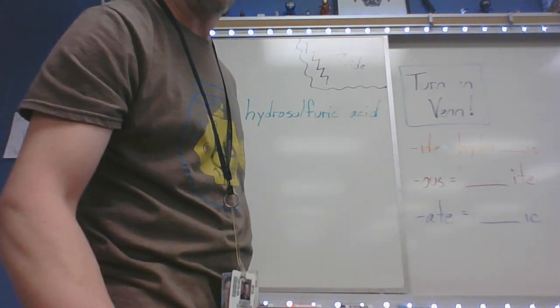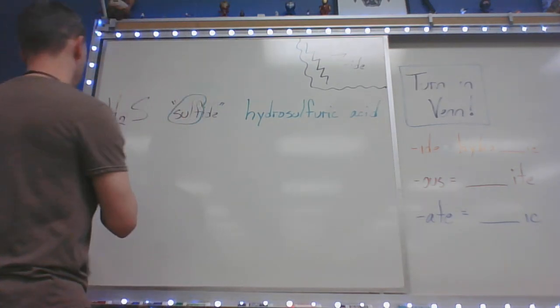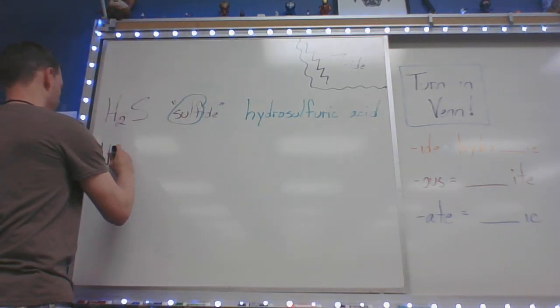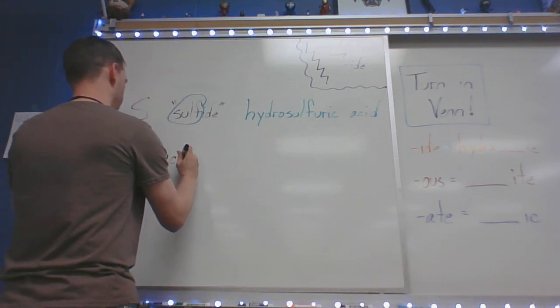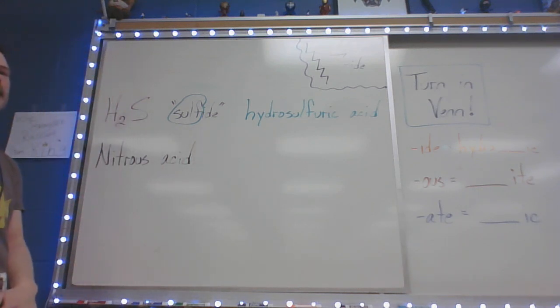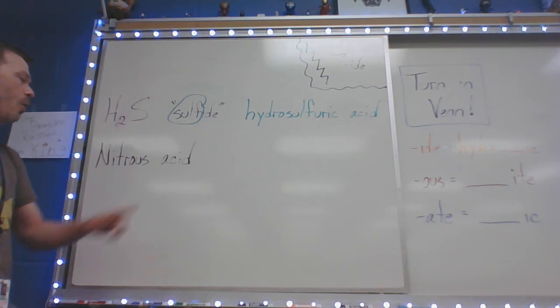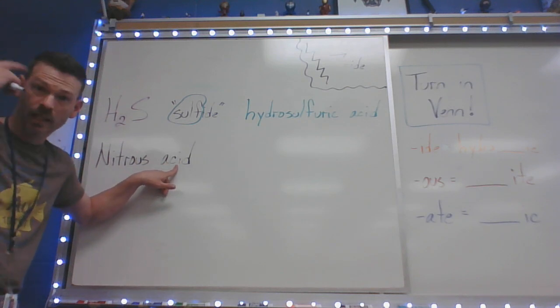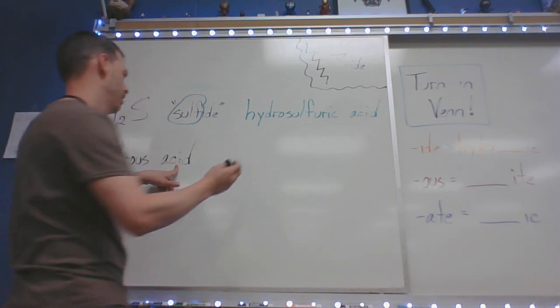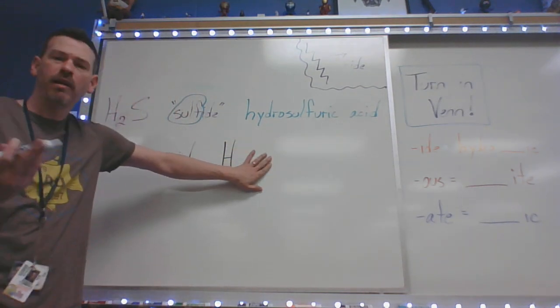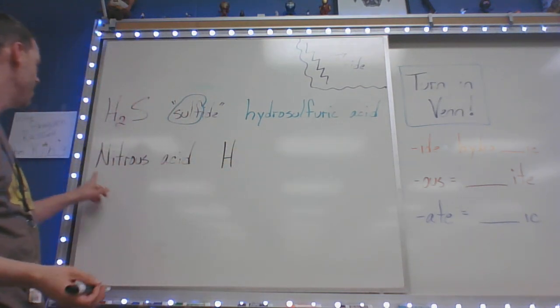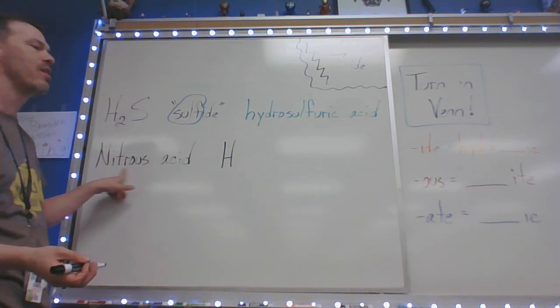Let's see if we remember how to go the other direction. Nitrous acid. When you see the word acid, the element that runs through your brain right away is hydrogen. So I know it starts with hydrogen. The question is, what else is there? And that's where we want to investigate the word nitrous.